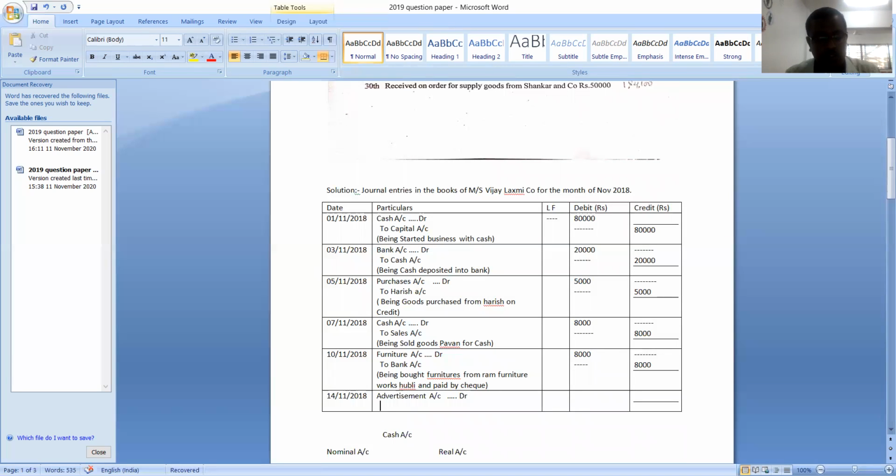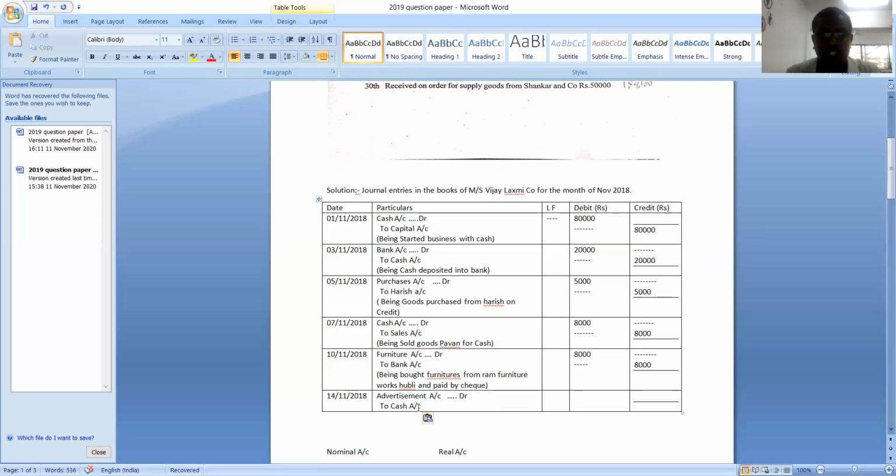In the next line, we should leave one or two alphabets of space and write "To" and the name of the account that is credited. Which account is credited now? Cash account is credited. Why is cash account credited? Cash account is real account. What is the credit rule of real account? Credit what goes out. So paid for advertisement, here paid in the sense cash goes out of the business. That is the reason cash account should be credited.